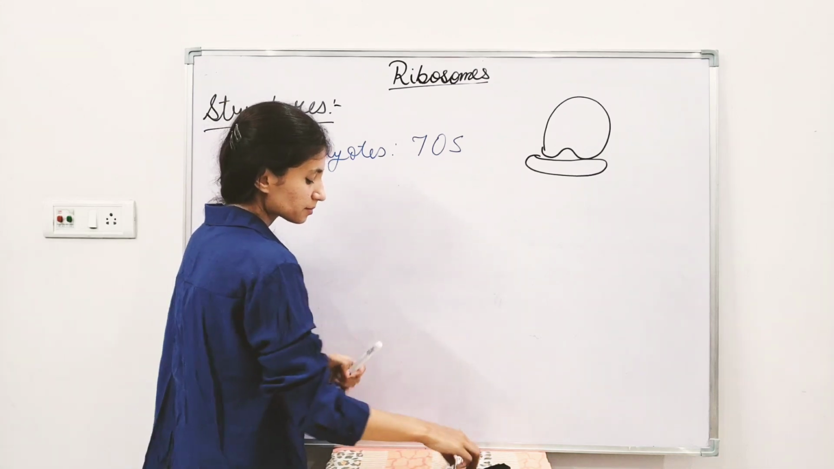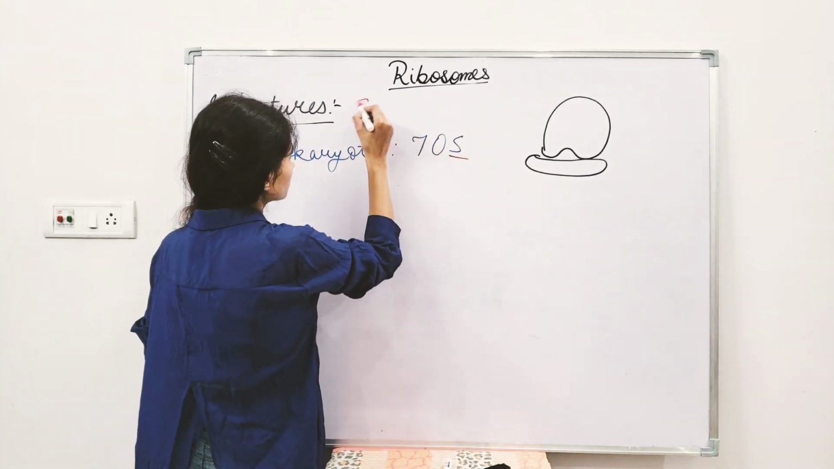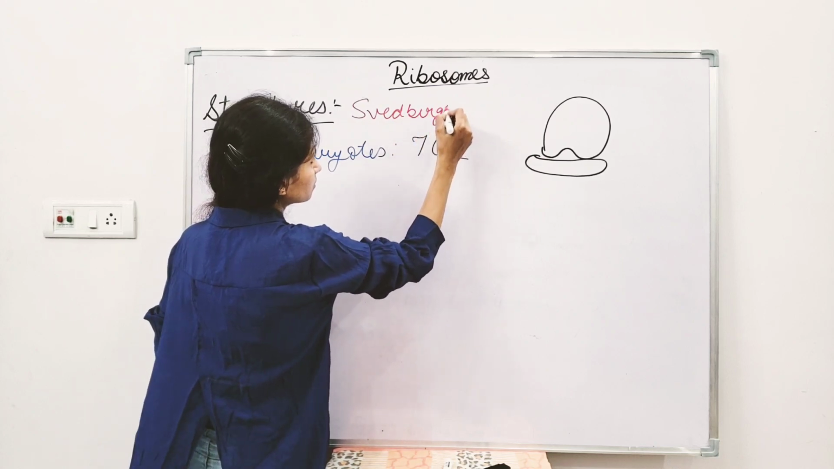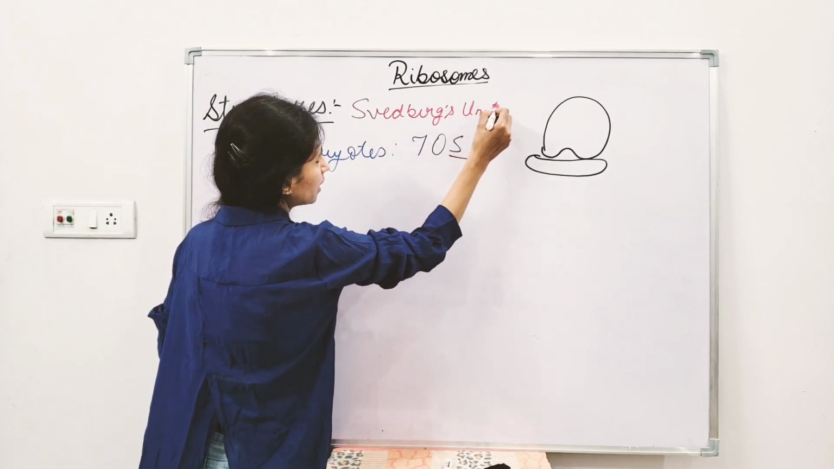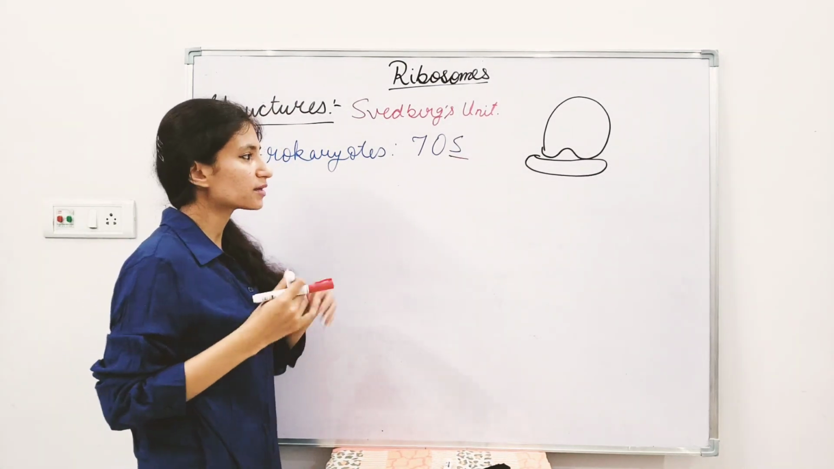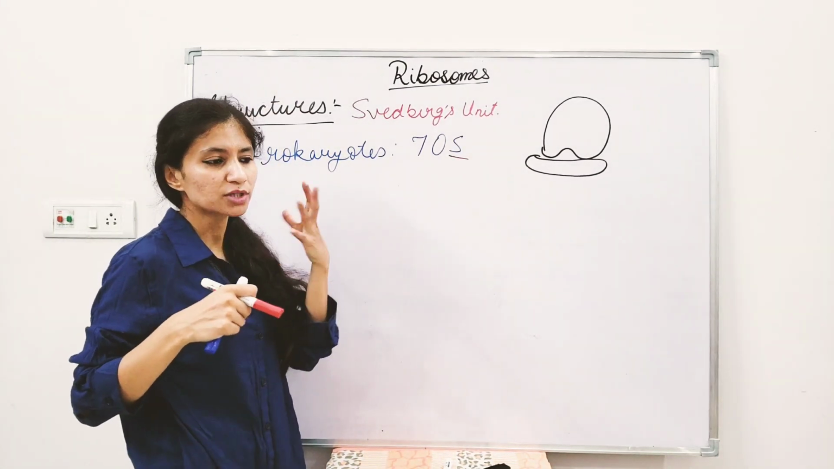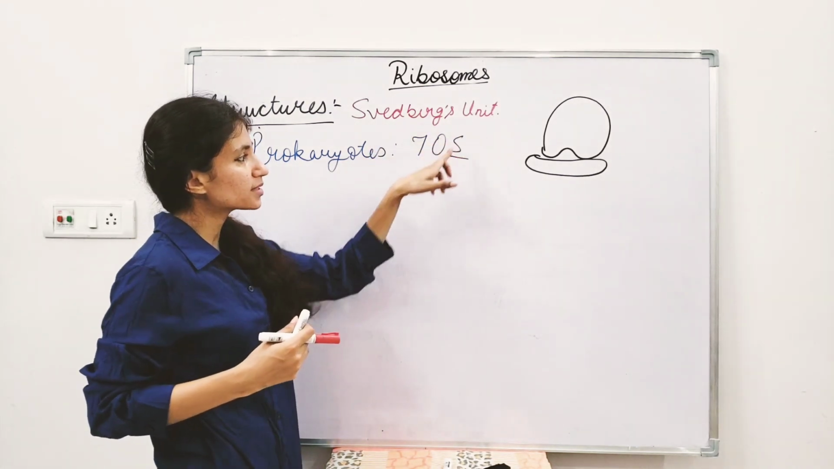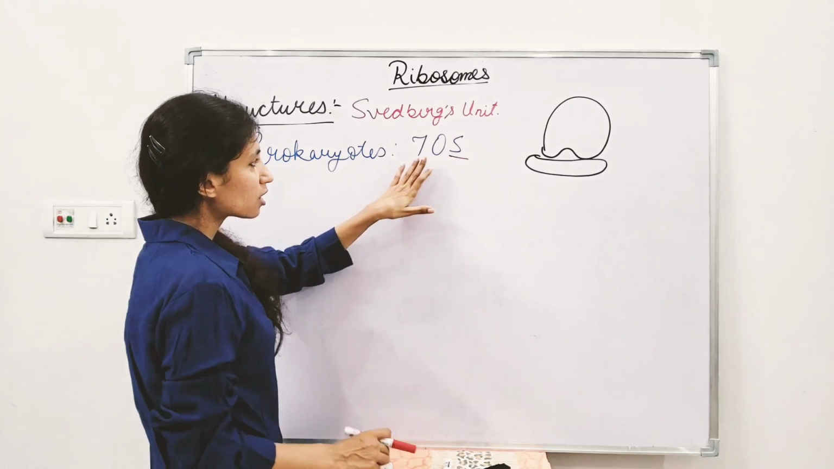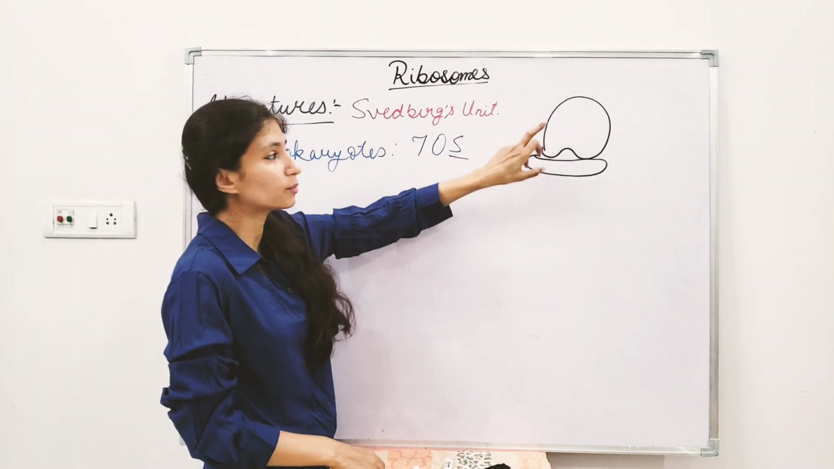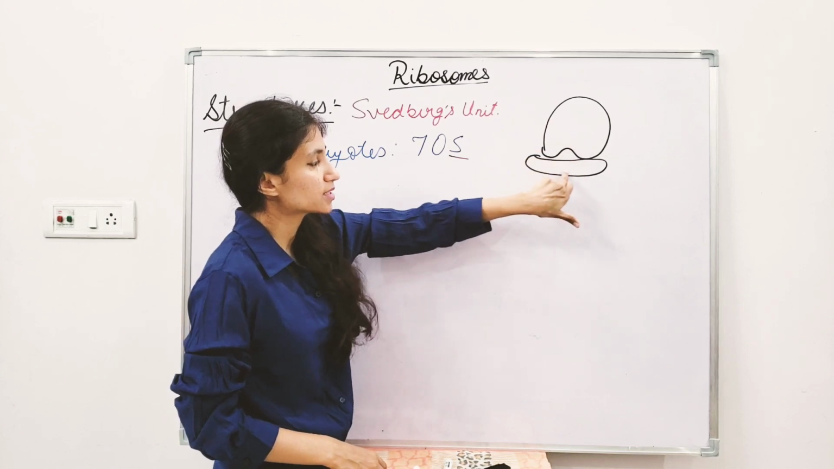This S means Swedberg's unit, which tells at what density or size the ribosome settles down when you run the centrifuge. So Swedberg's unit determines that. Now, it is 70S, and as I told you, the ribosome actually has two subunits, one is this one and one is this one.